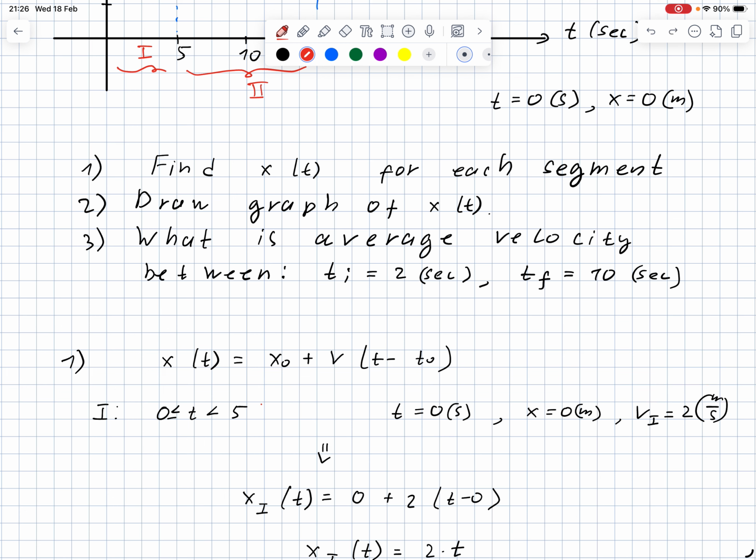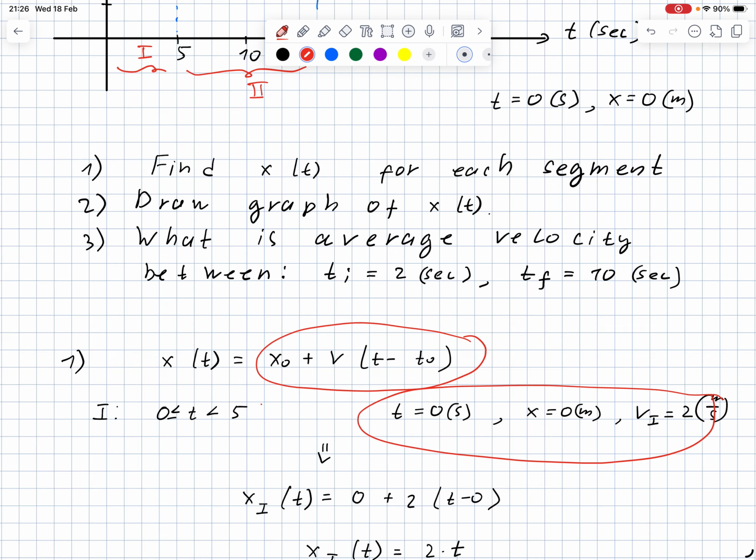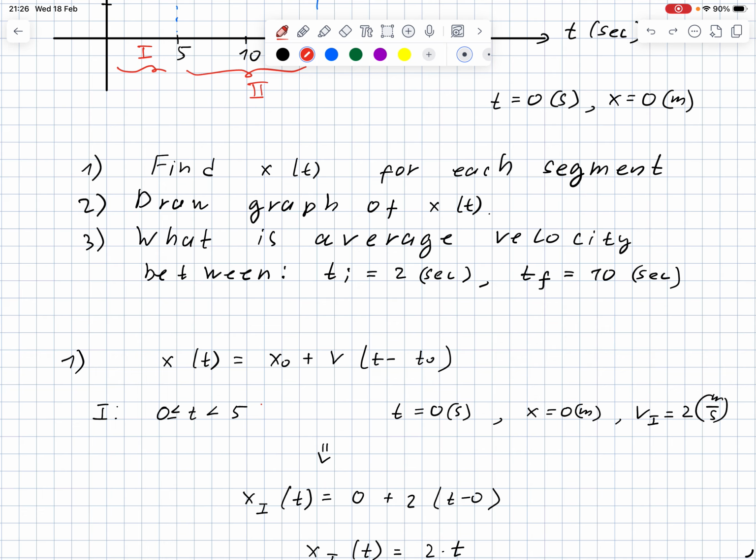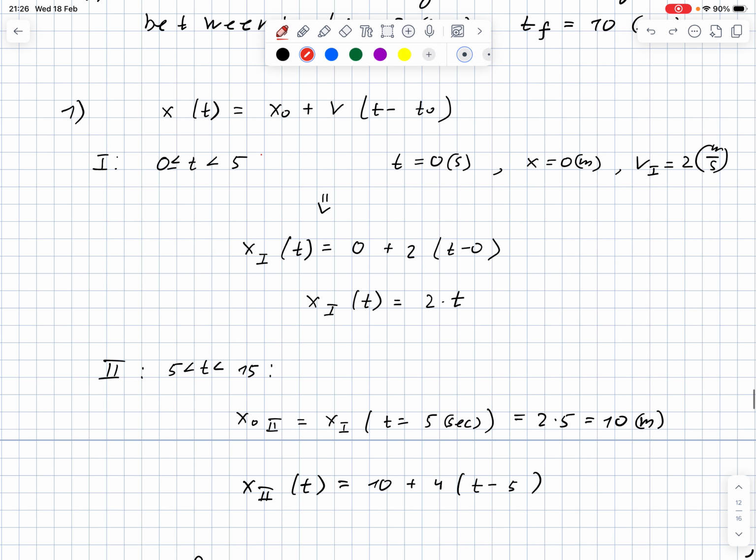Okay, let's substitute all those parameters with those values. And we can see that when time is 0 seconds, the initial position is 0 meters, and we also have a constant velocity of 2 meters per second for the first segment or interval of time. Now let's go to the second segment or second interval of time between 5 and 15 seconds.